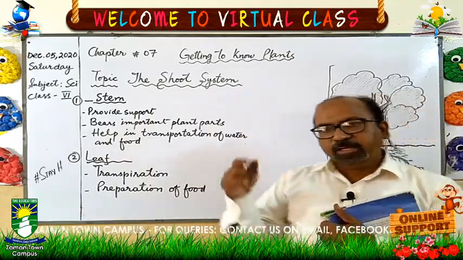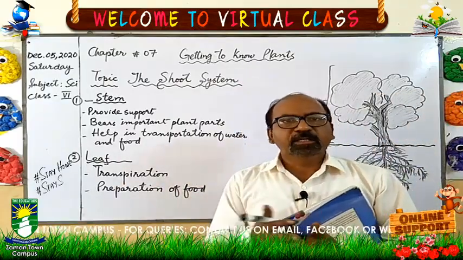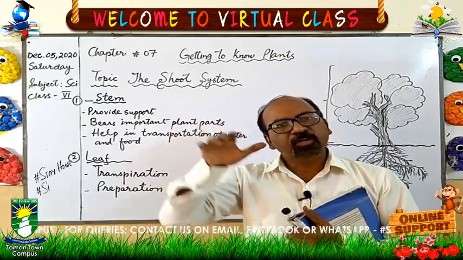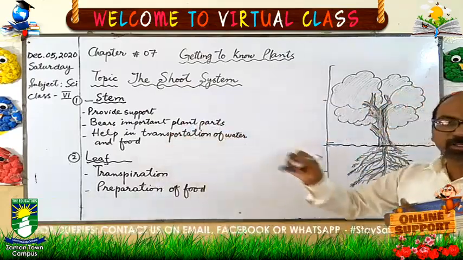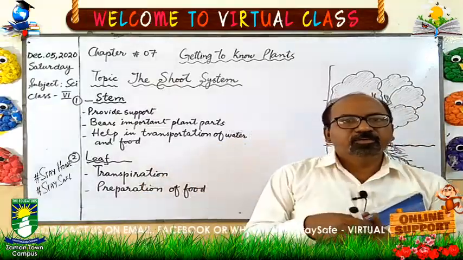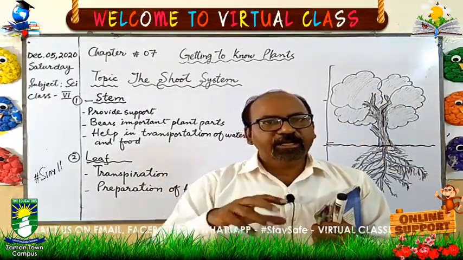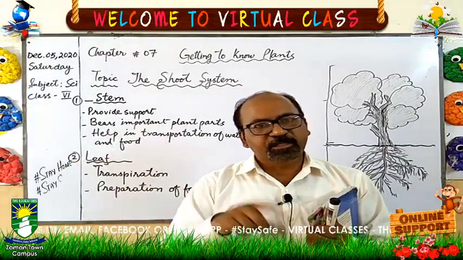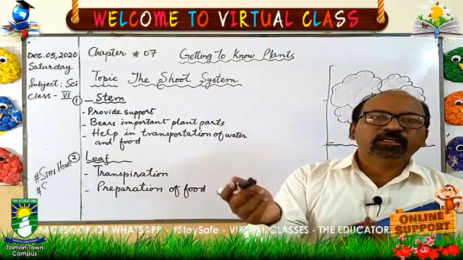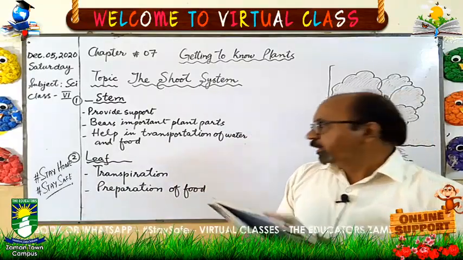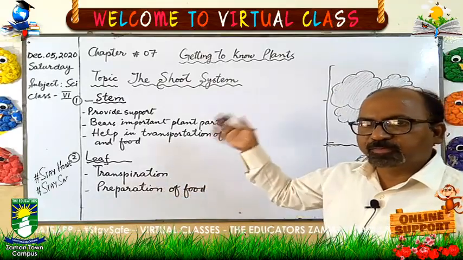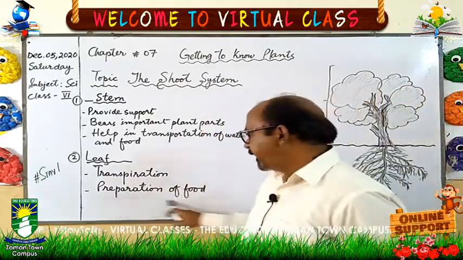And in the evening, when we water the plant, they become fresh. The position of the leaves becomes normal. So you can observe, but after the observation, don't forget to untie that polythene bag from your plant, otherwise the plant will be destroyed. So do that experiment at your home, and you will observe transpiration, the loss of water from the leaves. Next is preparation of food.